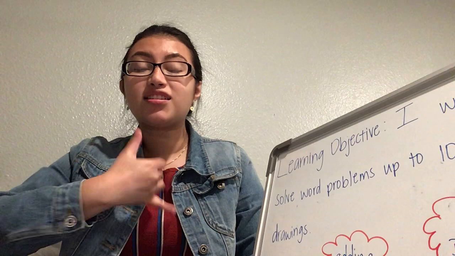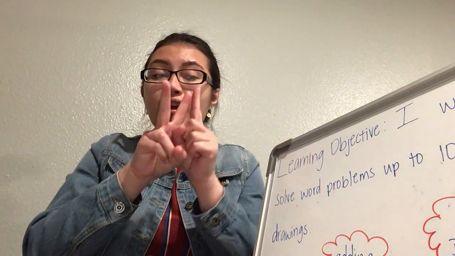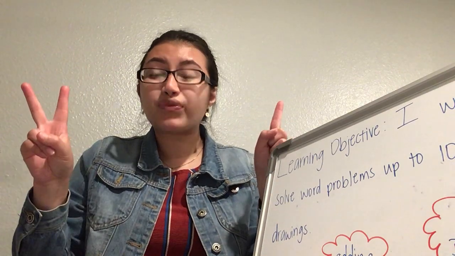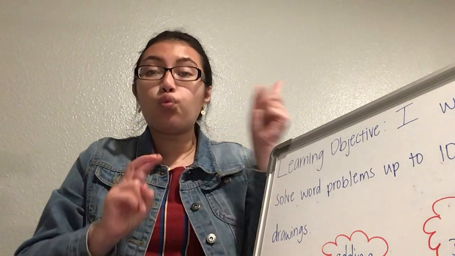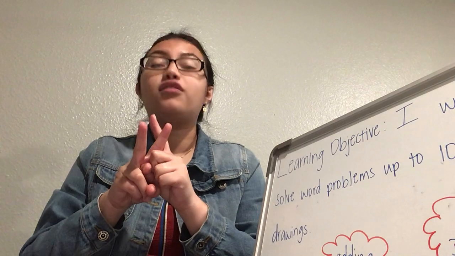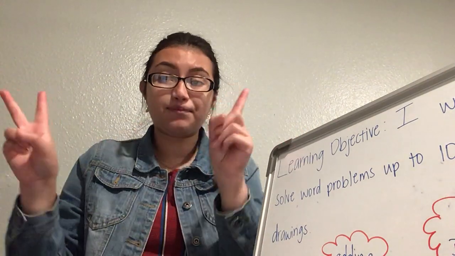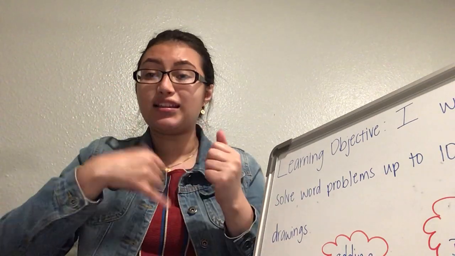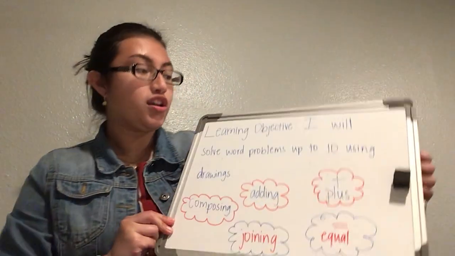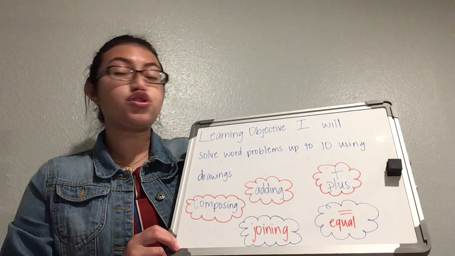Equal means the same. So 1 plus 2, when I join them, makes 3. So 1 plus 2 equals 3. 1 and 2 joined is the same number as 3. Okay, so whatever's on the left, 1 plus 2 equals 3, it's the same thing. It's equal. Same number. Okay? So one more time, I will solve word problems up to 10 using drawings.